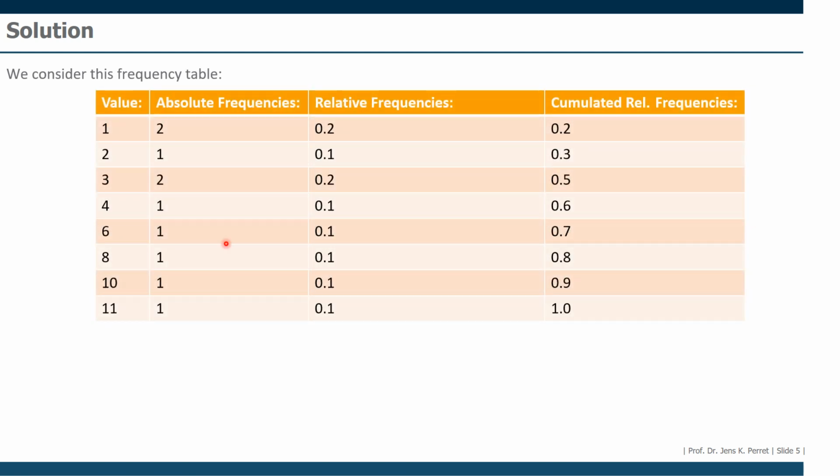If we want to calculate the mode, that's actually the entry with the largest absolute frequency. If I take a closer look at this table, I see I have a 2 for the value 1 and I have a 2 for the value 3. So in this case, those are the 2 largest absolute frequencies. The mode would actually be 1 and 3 because they are the same regarding the frequencies.